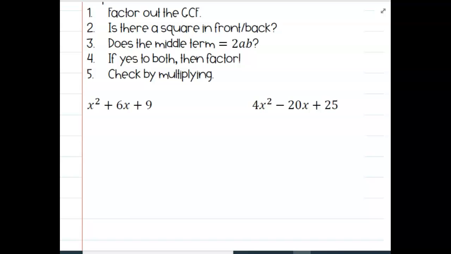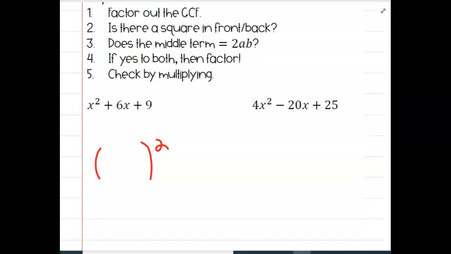we still check for a greatest common factor first, but x squared, 6x, and 9, they don't have anything in common. Okay? Next, we count the terms. As soon as you see there's 3 terms, what you're going to check is if there's a square in front. What we're checking is, could I multiply out a quantity squared to give me that?